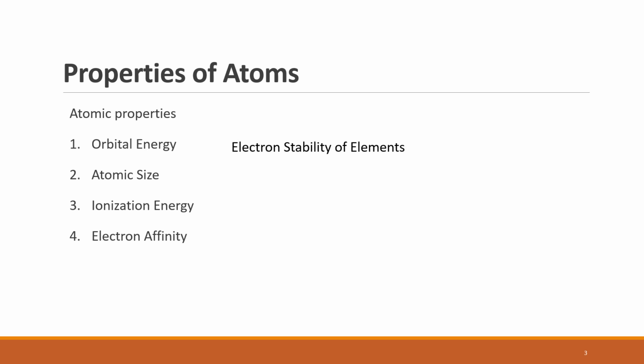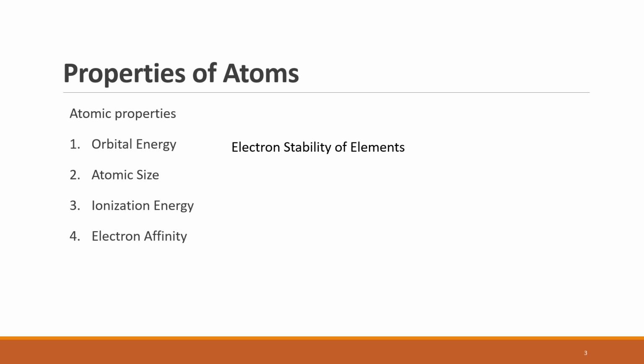So orbital energy is the electron stability of the elements. So the more stable the electrons, the lower the energy is going to be. So the closer those electrons are to that positively charged nucleus, the more stable those electrons are. The further away they are from the nucleus, the higher in energy they're going to be.